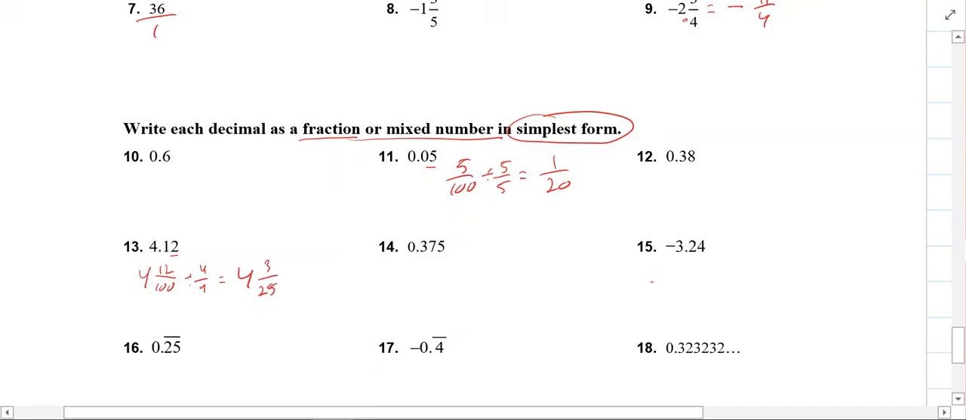This is going to be negative 3 and 24 hundredths. See the hundredths there? All right, and that's going to be negative 3. And what can go into 24 and 100? I know 4s can go into them. Okay, so 4 goes into 24 6 times, and 4s go into 100 25 times.